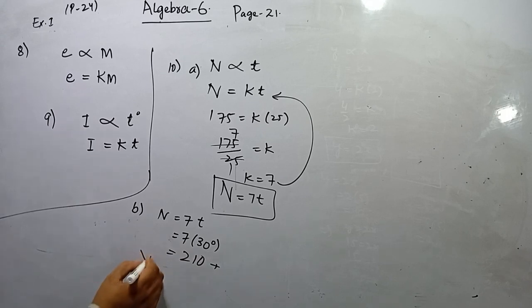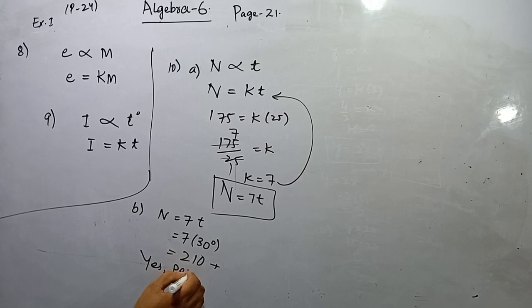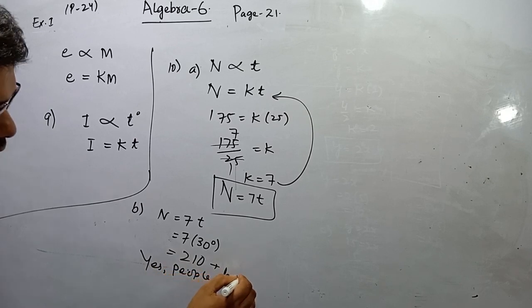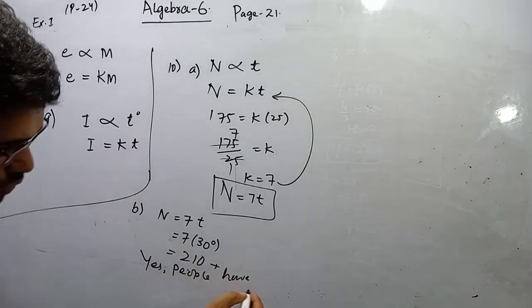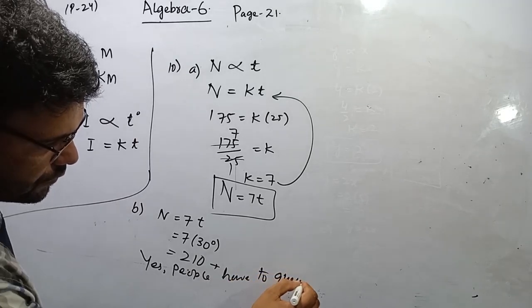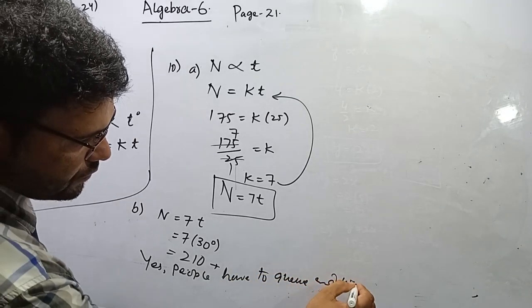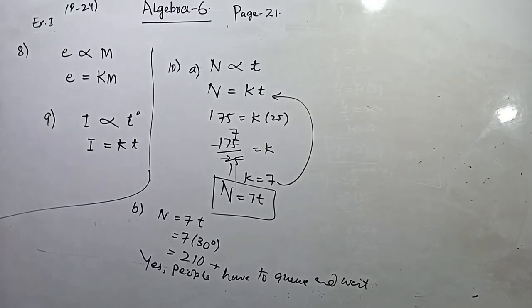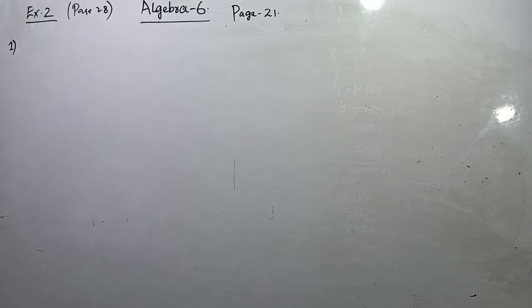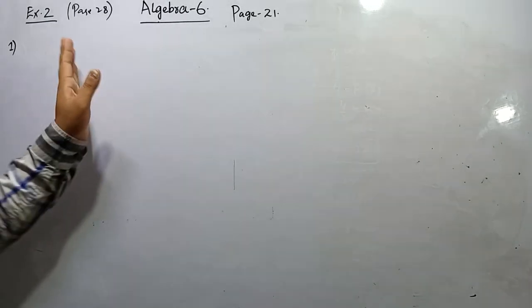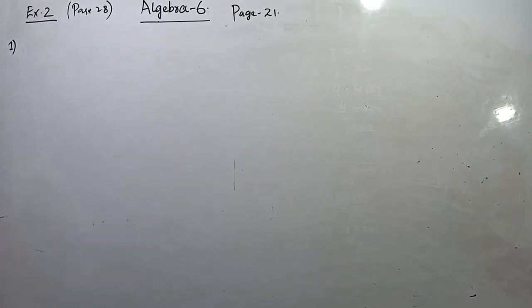So we can write here: yes, people have to queue and wait, as the capacity of the swimming pool is only 200. Now you can see Exercise 2, page number 28, question number 1. Please read the question carefully.